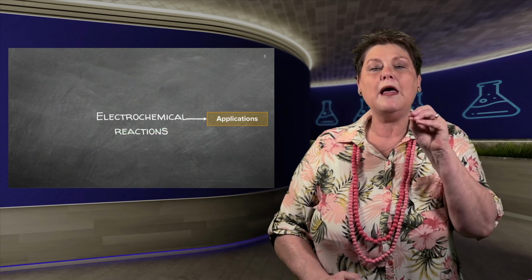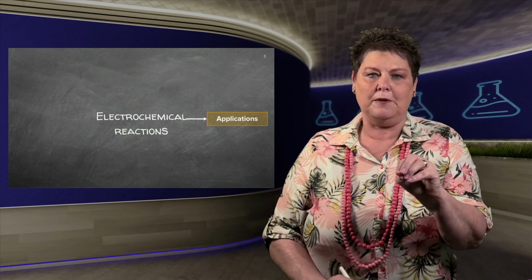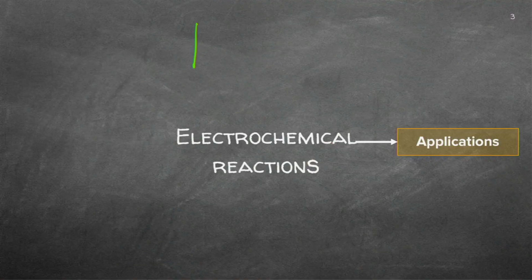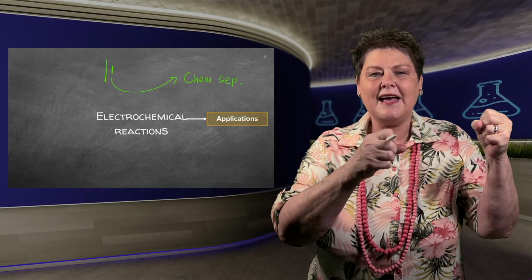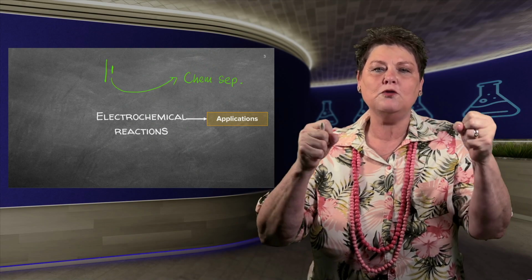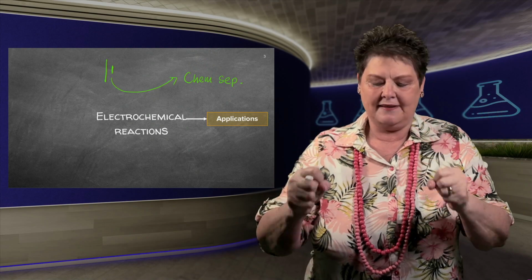So we will apply the principle where we start off with an anode and a cathode and we make a chemical separation, because that's actually what you do. You separate whatever substance you have with positive ions and negative ions moving towards the anode and the cathode.